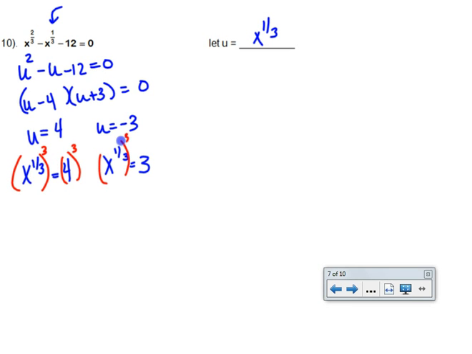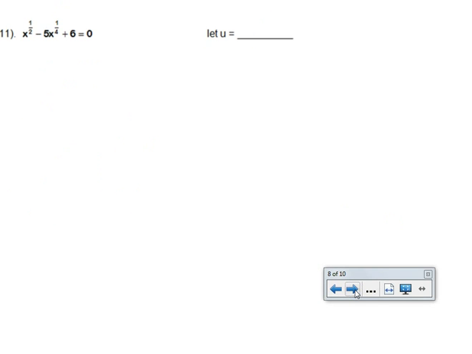Well, same thing over here. Whew. So my final answers are 4 to the 3rd, which is 64, and 3 to the 3rd, which is 27. Yahoo! Again, I know it's hard to figure out what U is supposed to be.